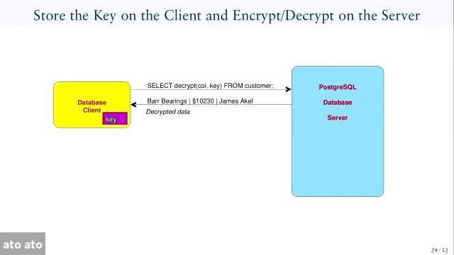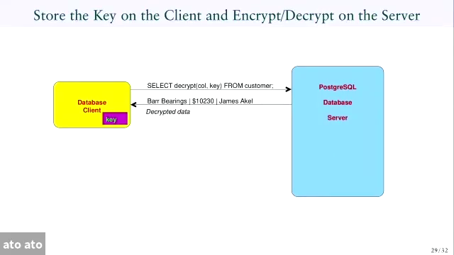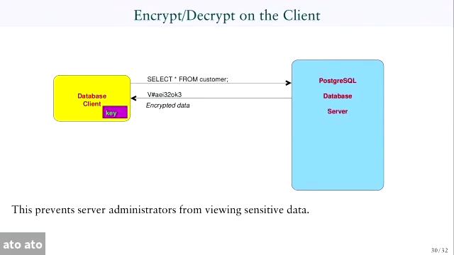Another idea would be to encrypt the data before it goes across the network. So instead of sending the key with the data, encrypt the data on the client, then send it to the server. Then when the data comes back, you decrypt the data. So the server never sees the key, the server never sees the decrypted data, it just sees encrypted data.